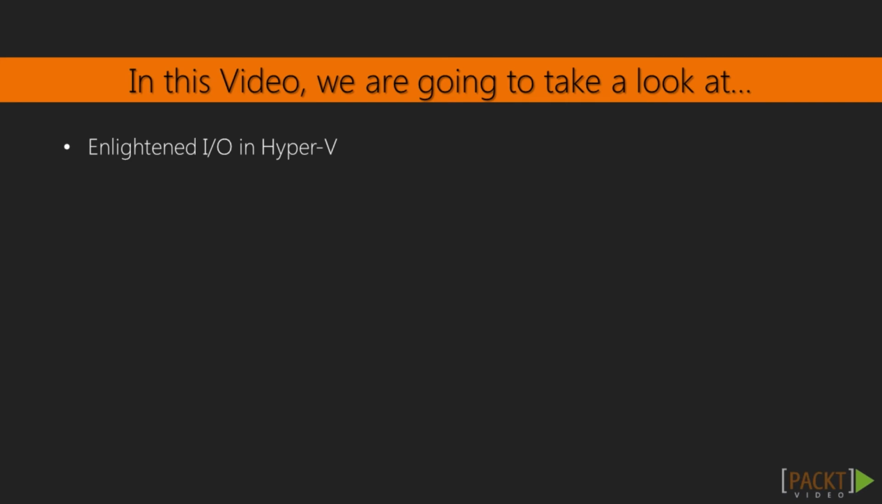Now your virtual machines are configured with multiple virtual CPUs and resource control settings are tuned to perfection. Let's take a look at an important concept called Enlightened I/O. First, we explain what Enlightened I/O is, as it is related to Hyper-V. Then we explain what virtualization is without Enlightened I/O.